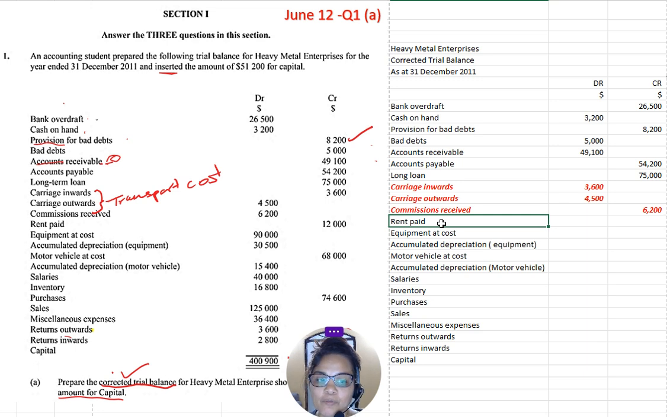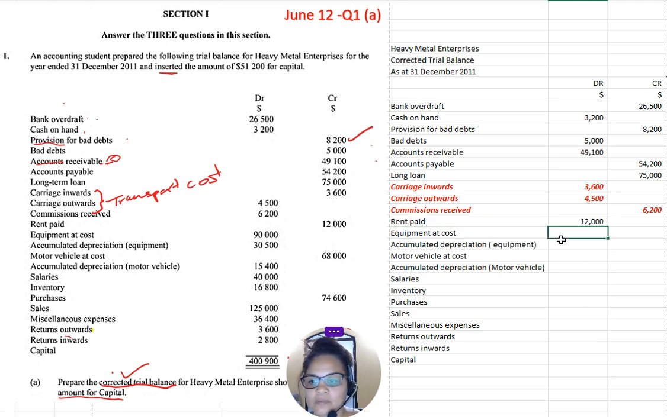Rent paid. So now you see how they put rent paid close to commission received. They want you to believe and to think rent paid is supposed to be represented the same way as commission. But rent paid here is an expense. So it's treated differently. And rent paid is $12,000. Now, equipment at cost. Your equipment is a non-current asset, and a non-current asset is debited.